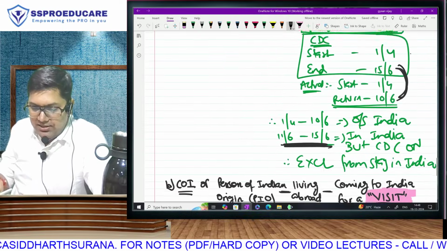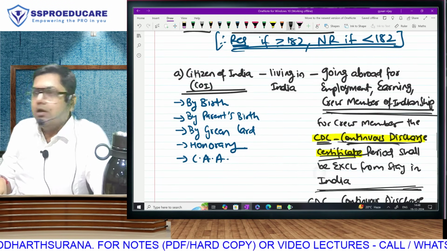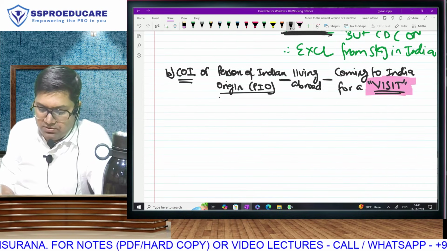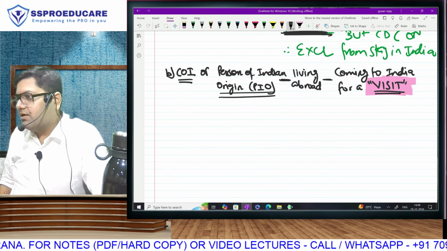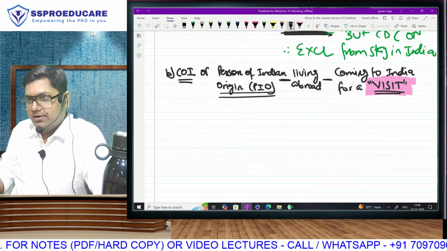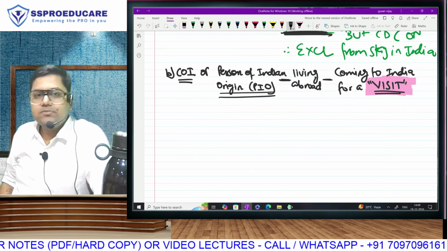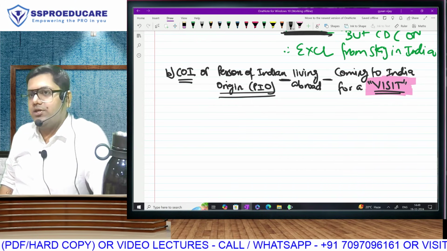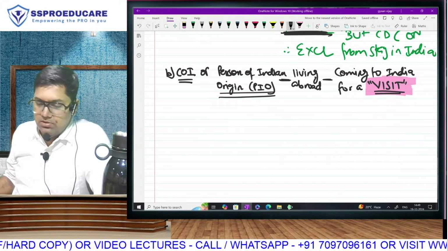But detailed explanation, like we did citizen ka explanation here, crew member ka explanation, that part is still remaining. Citizen ka meaning you already know. Sir, what do you mean by person of Indian origin? Because this exception is given to both.